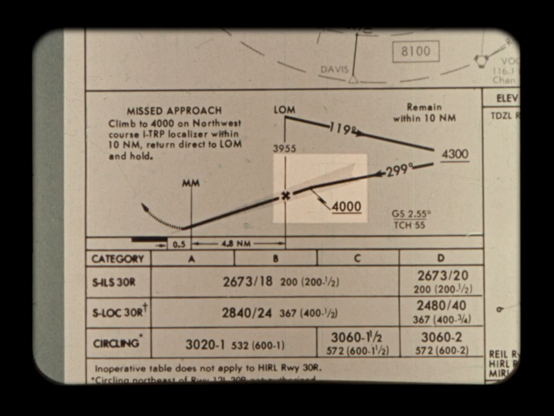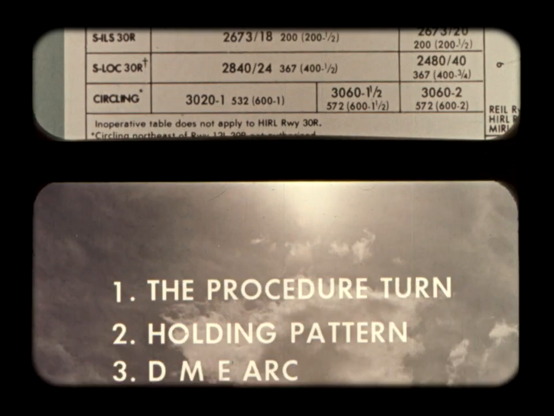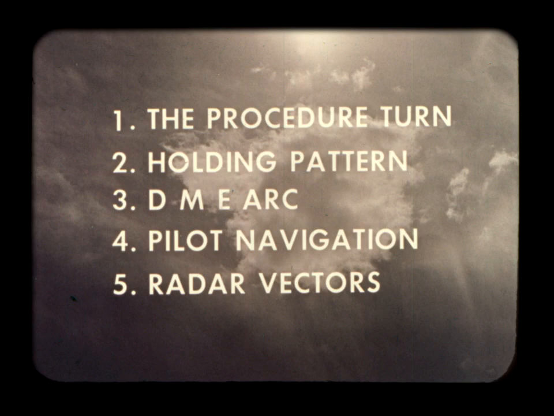After being cleared for a straight-in ILS approach, a descent may be made to the final approach altitude. Procedure turns, approaches from holding patterns, DME arcs, pilot navigation, and radar vectors are all initial approaches used to position the airplane on the inbound course.